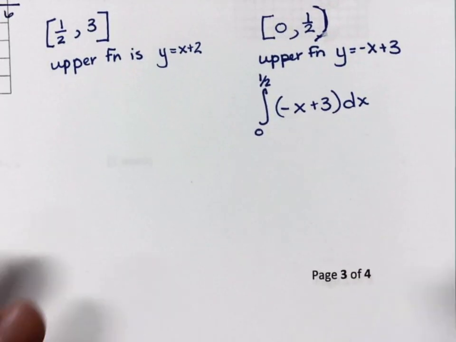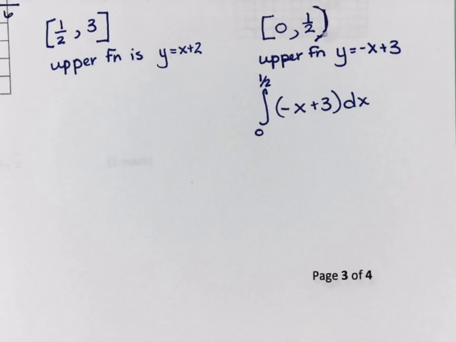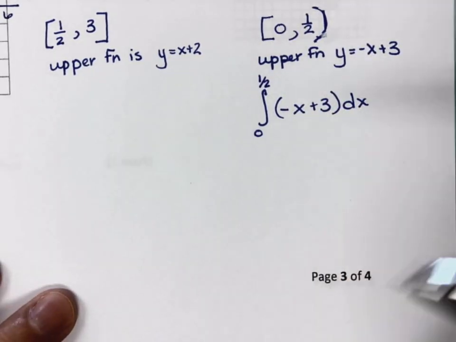Make sure your dx is always showing up in there, because you need to tell what you're differentiating or anti-differentiating with respect to. It's really easy to lose it.